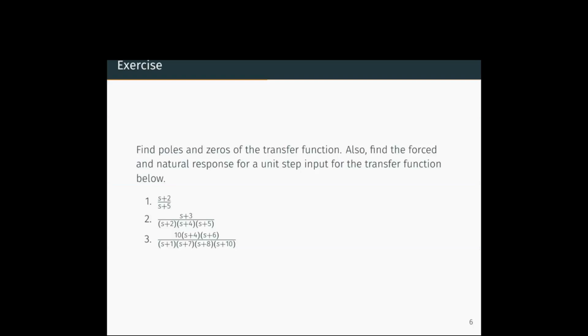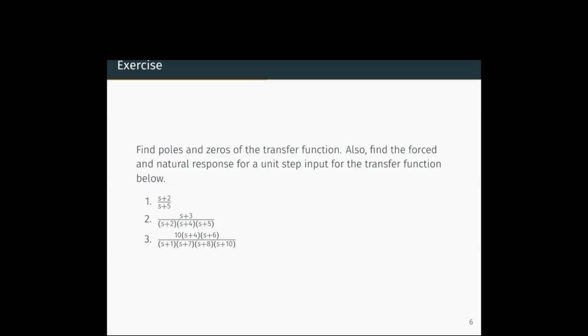Next, we will check poles and zeros of a transfer function. This is an important concept. Poles are the values of the Laplace transform variable s that cause the transfer function to become infinite. Those are the poles of the transfer function, that is, the roots of the denominator. Zeros of a transfer function are the values of the Laplace transform variable s that cause the transfer function to become zero. Those are the roots of the numerator.